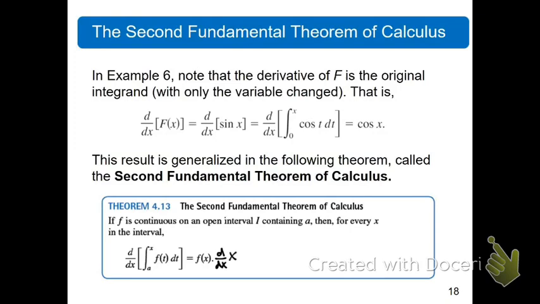Now, this is your upper bound, x. Obviously, the derivative of x is 1. That's why they put just f of x. But I'm going to give you some examples where it's going to make a little bit more sense.